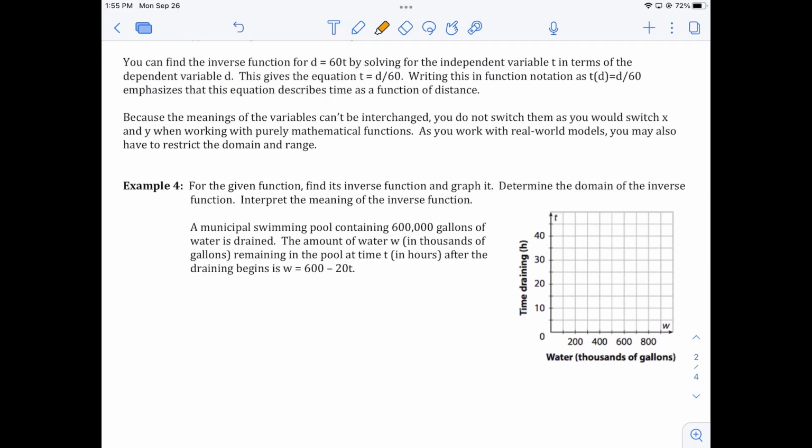For the given function, find its inverse and graph it. Determine the domain of the inverse. Interpret the meaning of the inverse. Okay. A municipal swimming pool containing 600,000 gallons of water is drained.